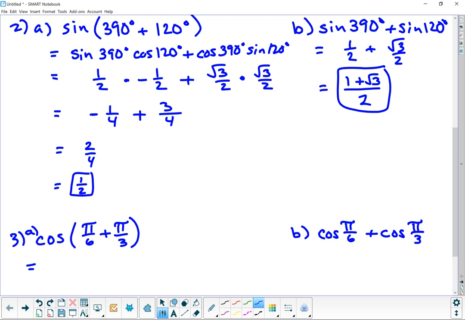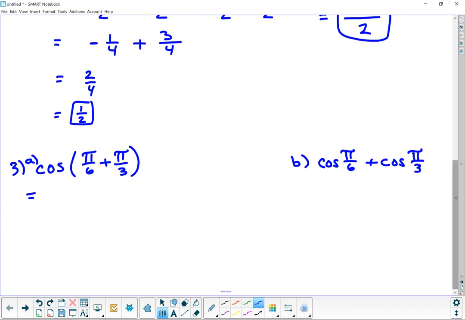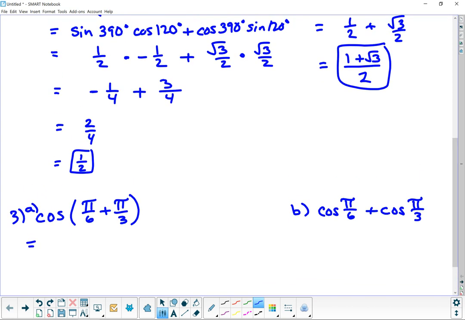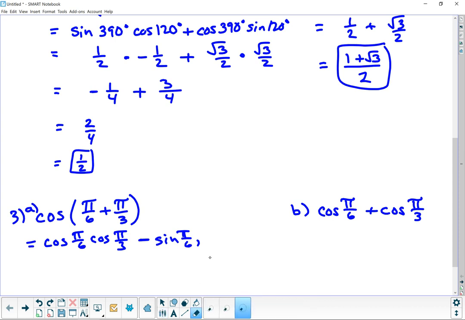We're not comparing it or anything, but I'm just explaining why it's being mentioned, because sometimes you may do things that may make sense, but they're not allowed in mathematics. Okay, so the cosine rule for addition is going to be cosine pi over 6, cosine pi over 3, and then it's going to be the opposite sign, and that's going to be sine pi over 6 times sine of pi over 3.